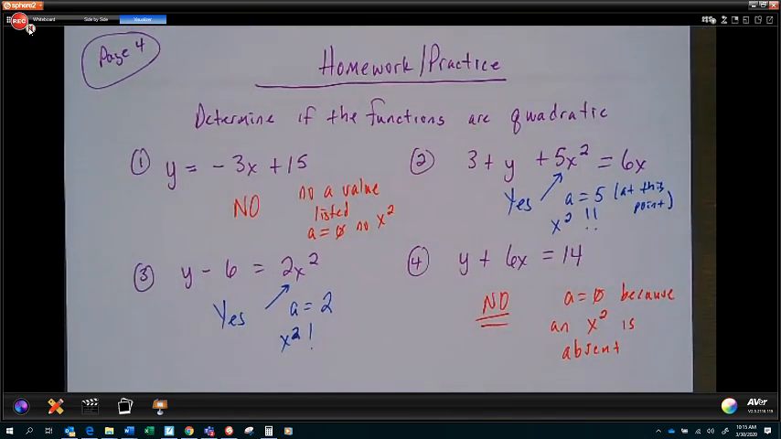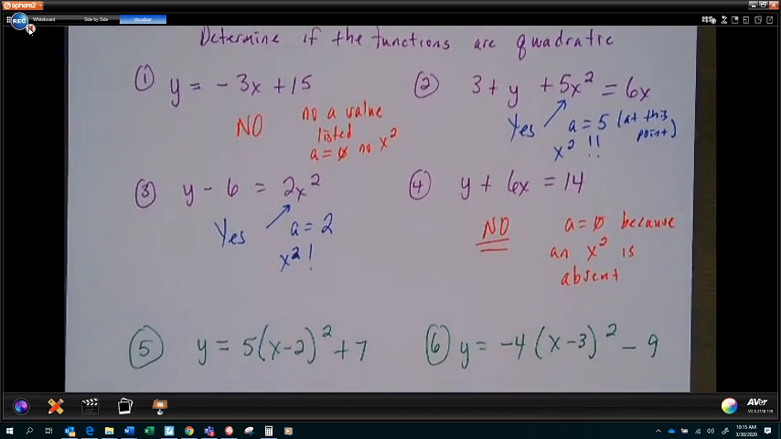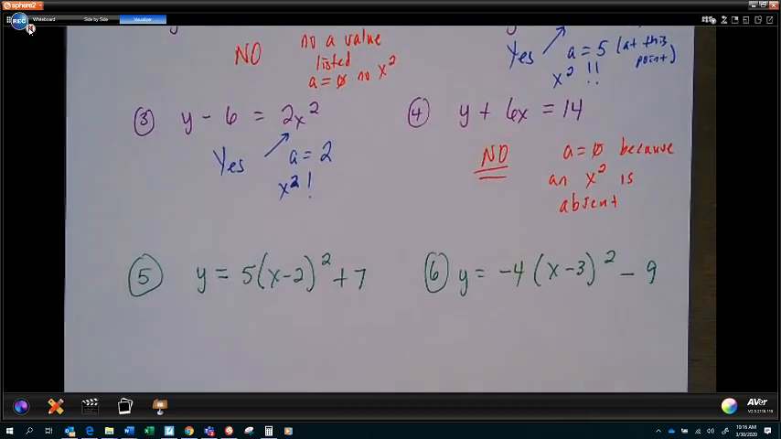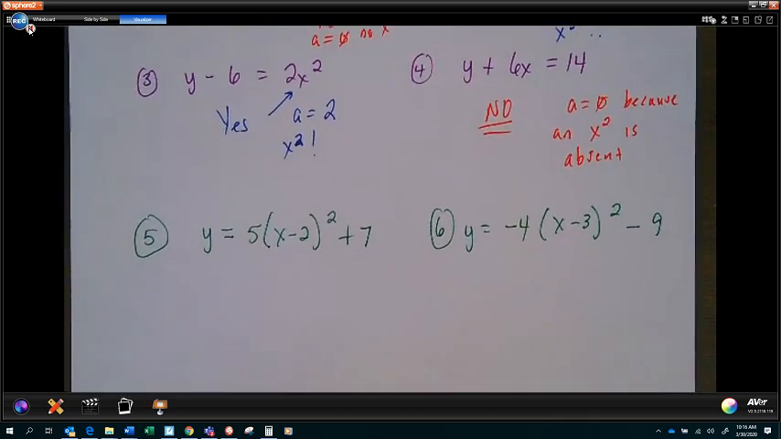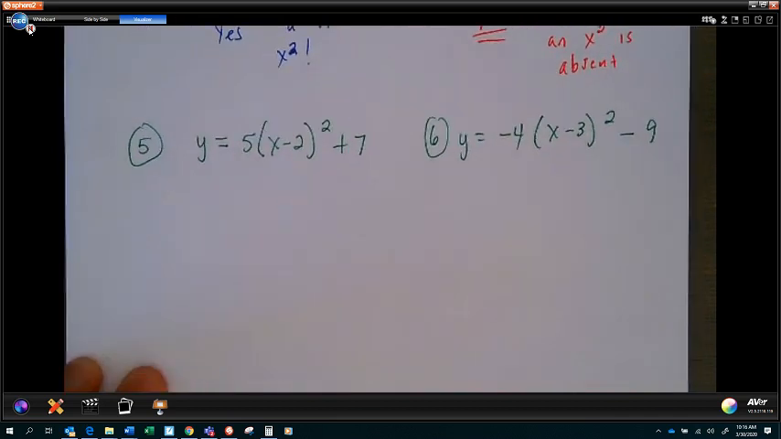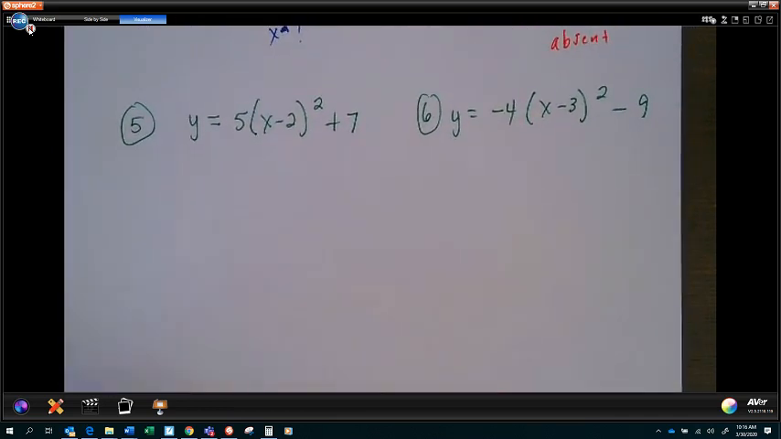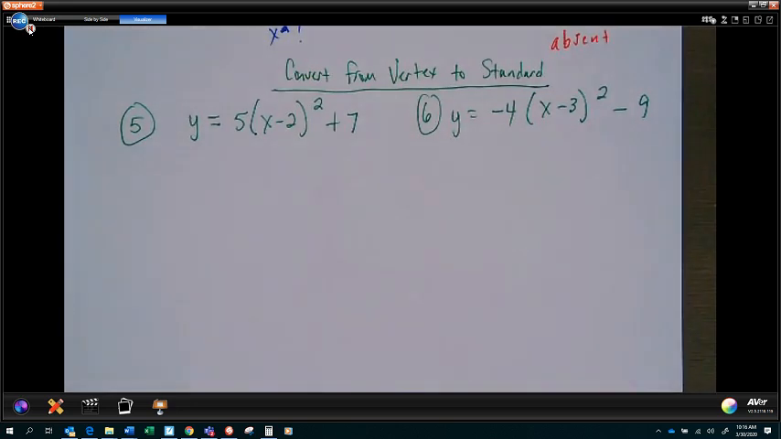Okay, now for our last 2 problems, our homework practice. Again, if you need to repeat this at any time, please rewind the video and watch it again. These, now, we have to convert from vertex to standard form. Again, go ahead and pause the video. These will be worked out with the A, B, and C values identified. Check your math, double check it, and when you are ready, go ahead and replay the video and see if you came up with the correct answers.